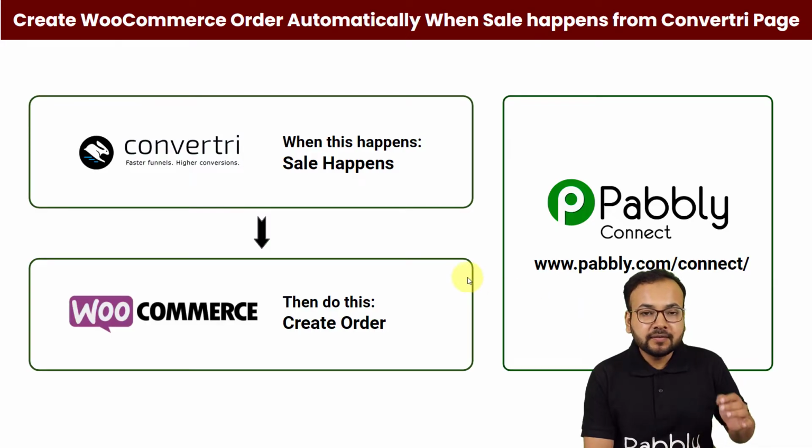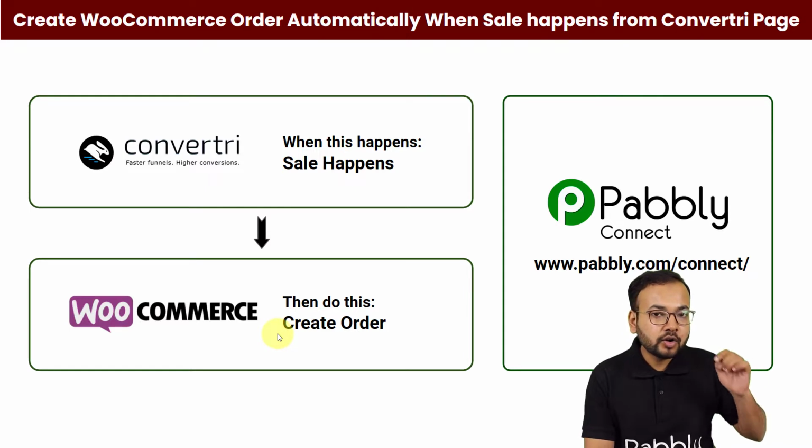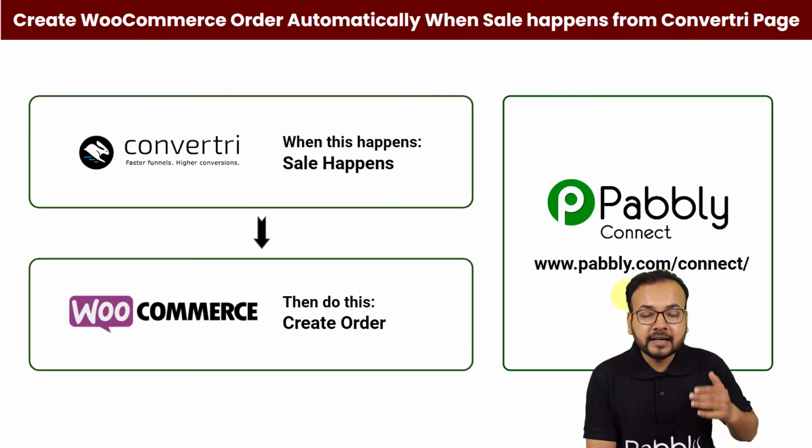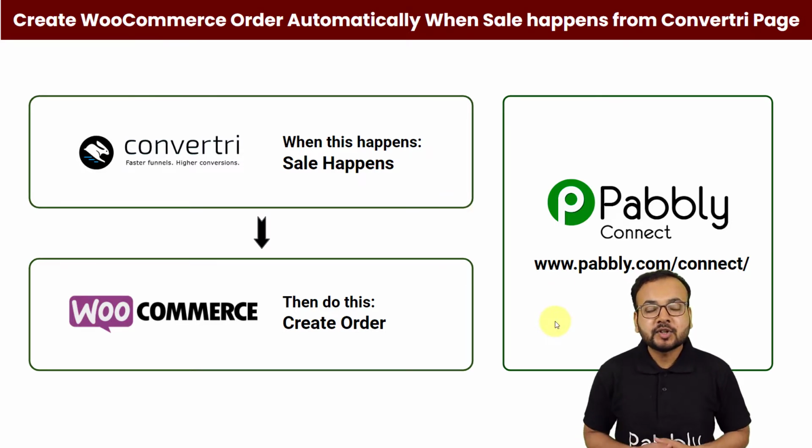So this will be the flow of this automation, guys. Here, as and when a sale happens from Convertri selling page, the order will be created in WooCommerce store automatically and a new customer will be added in your WooCommerce store automatically as well. And you can set up this automation with the help of Pabbly Connect application, which is an integration and automation tool. And the best part is you will not require any kind of coding skills or programming knowledge to make this happen. So guys, let's set up this automation together right now.